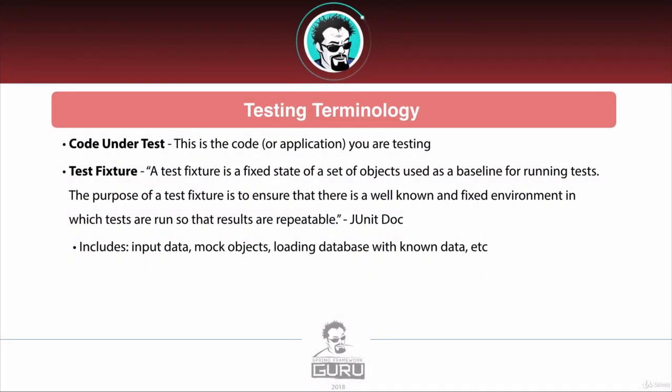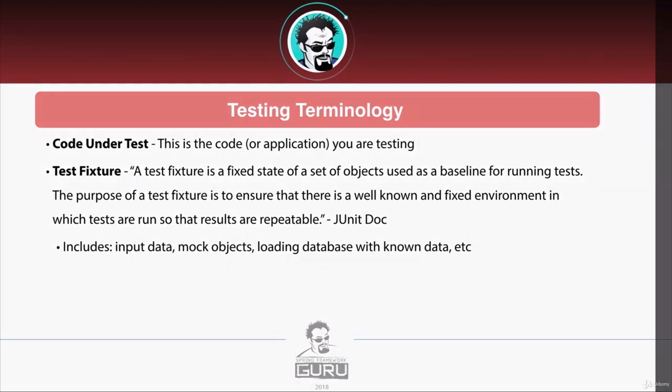Now let's talk about some testing terminology. Code under test. This is the specific code, or it could be an application, that you are testing. A test fixture, this is right out of the JUnit documentation, is a fixed state of a set of objects used as a baseline for running tests. The purpose of a test fixture is to ensure that there will be a well-known and fixed environment in which tests are run and repeatable. Now this can include input data, mock objects, loading a database with known data. So it basically sets up your test. So you have code under test and then a fixture, which is going to kind of set up the environment for your code to run within.